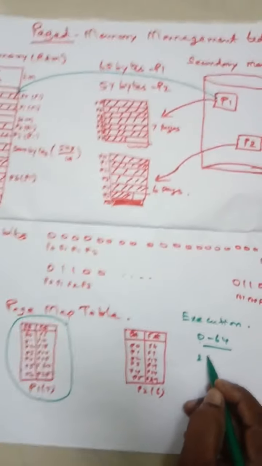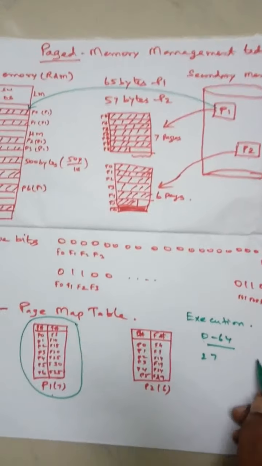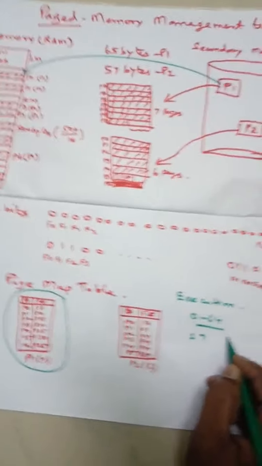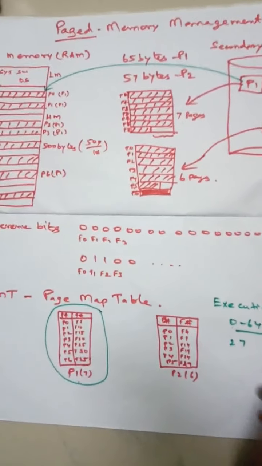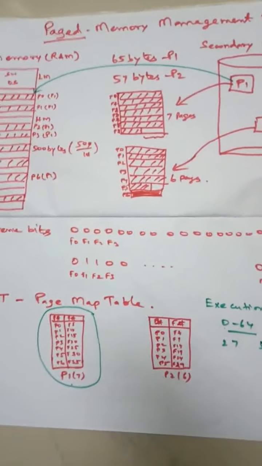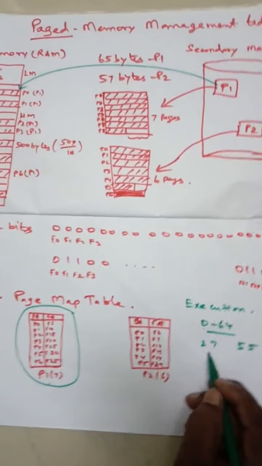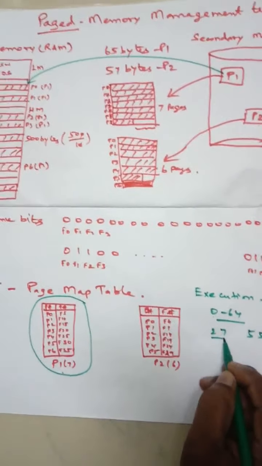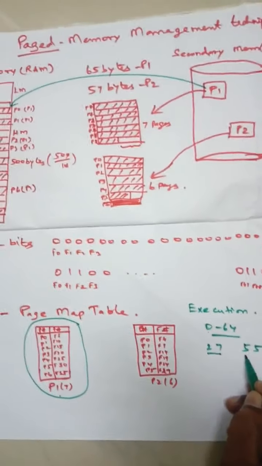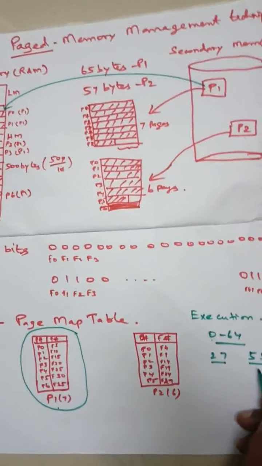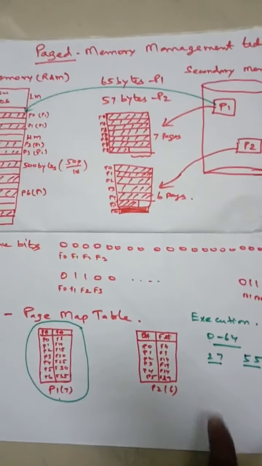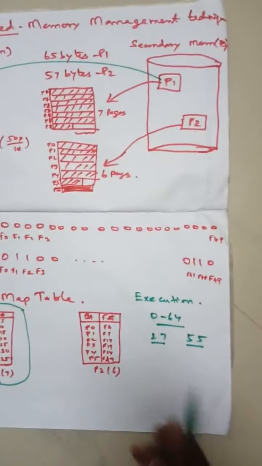For example, 27 and another one say 55. This is the location of the first instruction to be executed. This is the address of the second instruction to be executed. So concentrate on this.